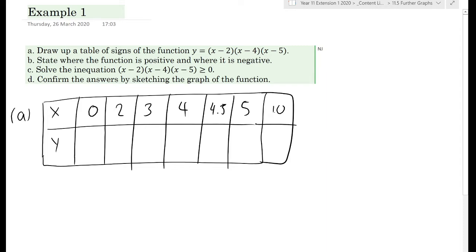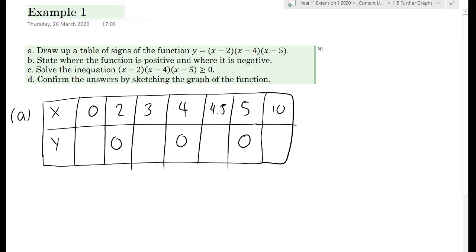So what we're going to do now is substitute these values into the equation, but we already know what some of these are. We know that 2 is going to give us 0, 4 is going to give us 0, and 5 is going to give us 0. Okay. So we only need to check what happens on either side of those. And remember, we don't care about what the number is. We only care if it's positive or negative.